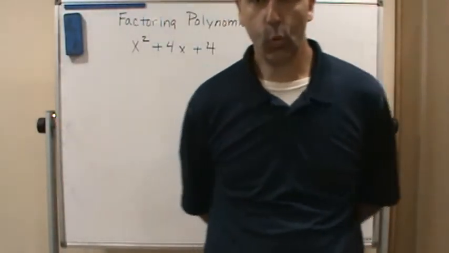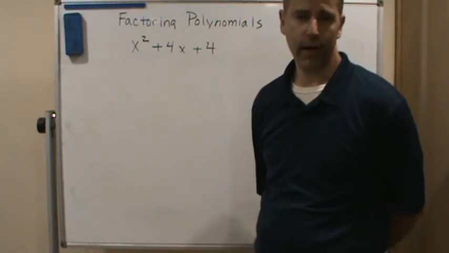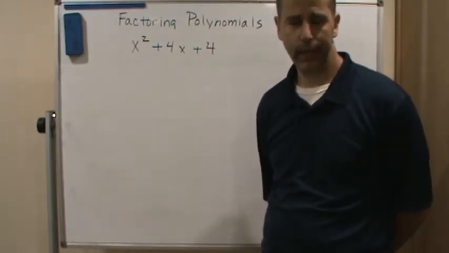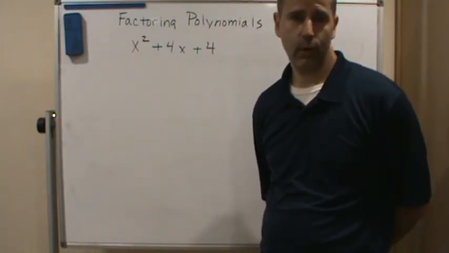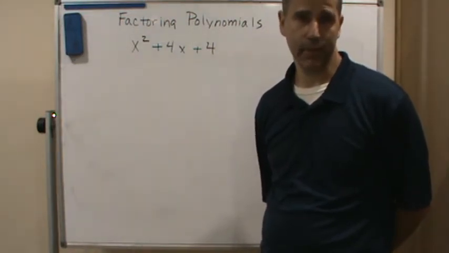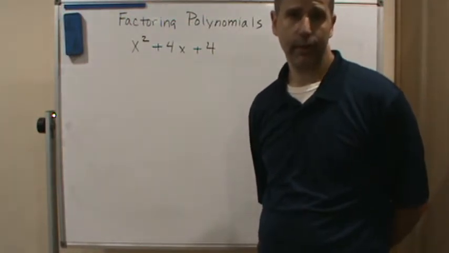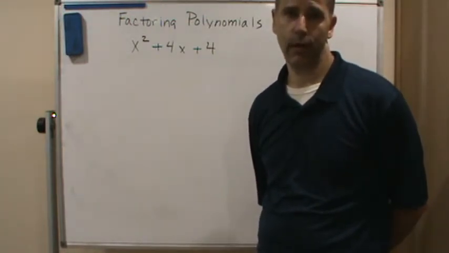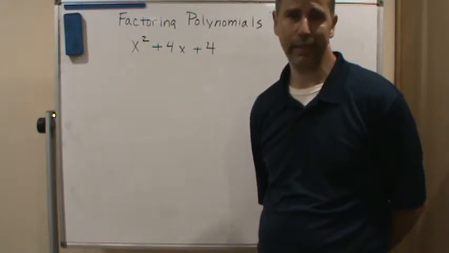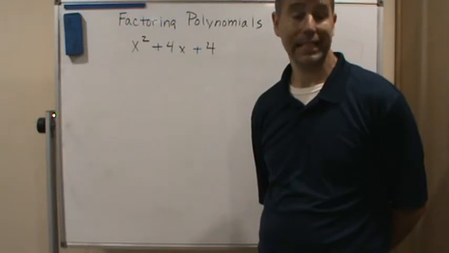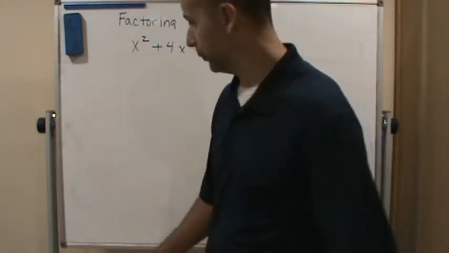Okay, so I'm going to do one more example with trinomials, and this one has a leading coefficient of 1. In the last video I talked about using the AC method. Well, it turns out that if the leading coefficient is 1, then the AC method becomes very simple. In fact, you really don't even need to do the decomposition. Okay, and I'll show you.